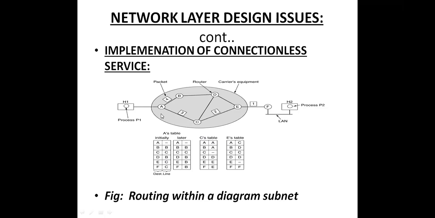What about the E table? E to A via C, E to B via D, E to C direct connection, so C. E to D direct connection, so D. E to E hyphen. E to F direct connection, so F. Like that, each and every router maintains a routing table. So this is about connectionless service.